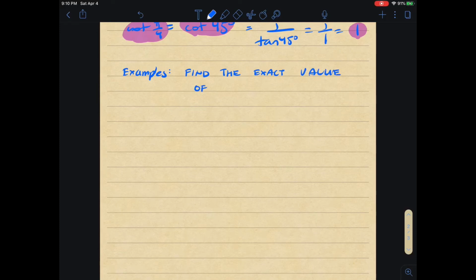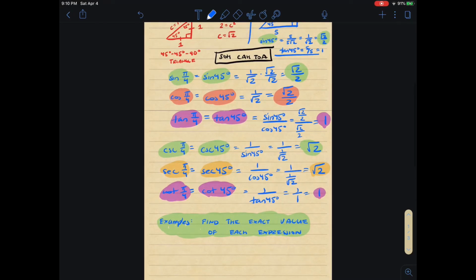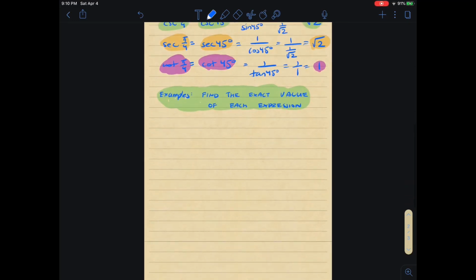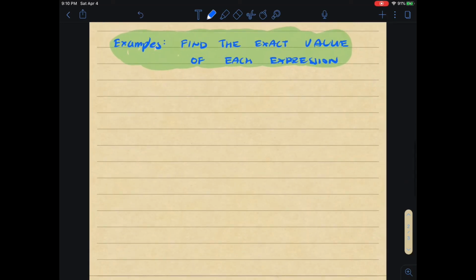Find the exact value of each expression. There will be no use of calculators here. The whole goal is to practice using these 6 values, right? Which hopefully you have them memorized, or you'll have them memorized eventually. And you'll be able to do these problems much quicker, okay? In the beginning, it's going to be a little bit slow because you're still getting used to knowing these 6 values. But let's see how this goes.